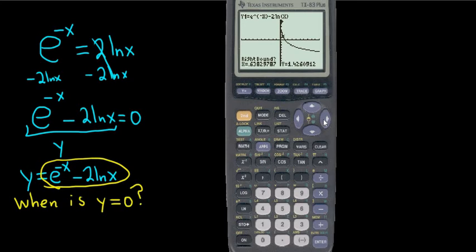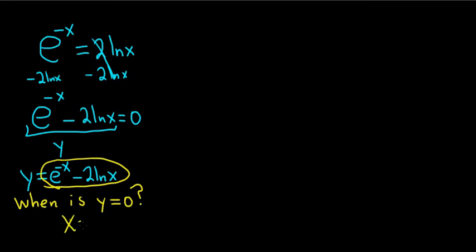Then it says right bound. So you move the cursor to the right of the x-intercept. Then you hit enter one time. Then it says guess, so you just hit enter one time. And it's doing its work. There it is. X equals 1.17. So x equals 1.17. And that is the answer.